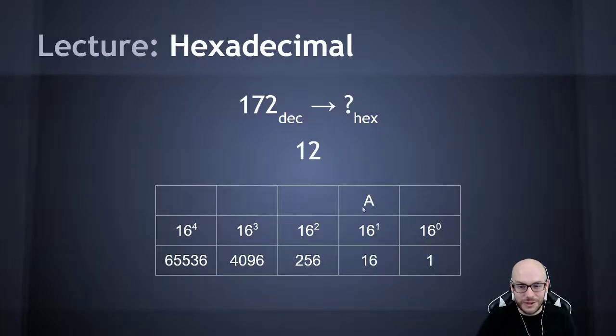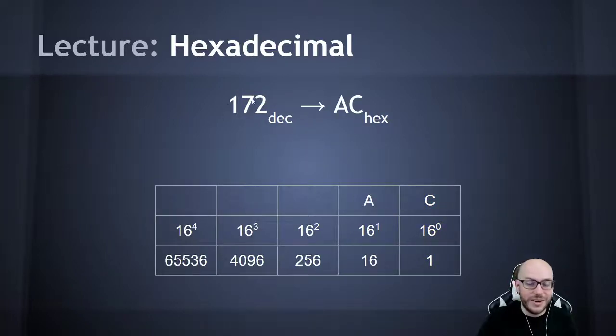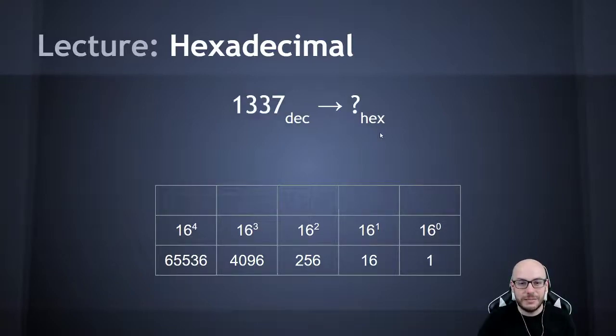Okay, recall we're going to be talking about letters here. So if A is 10, B is 11, 12 is going to be C. So I'm going to put a C in this box, which indicates 12. 12 times 1 is 12. I'm going to subtract that out. I'm left with nothing. So 172 in decimal is AC in hexadecimal.